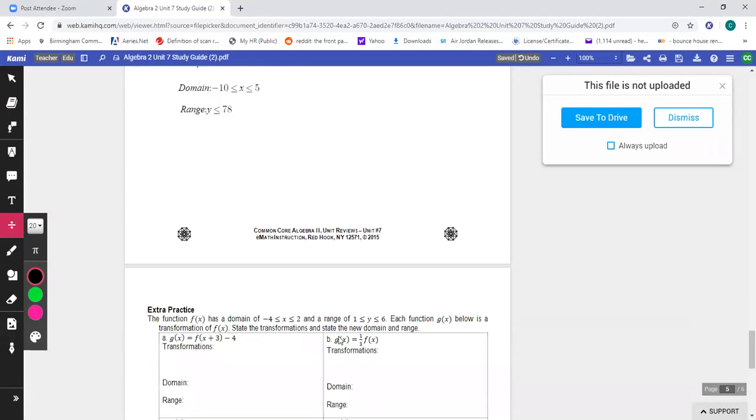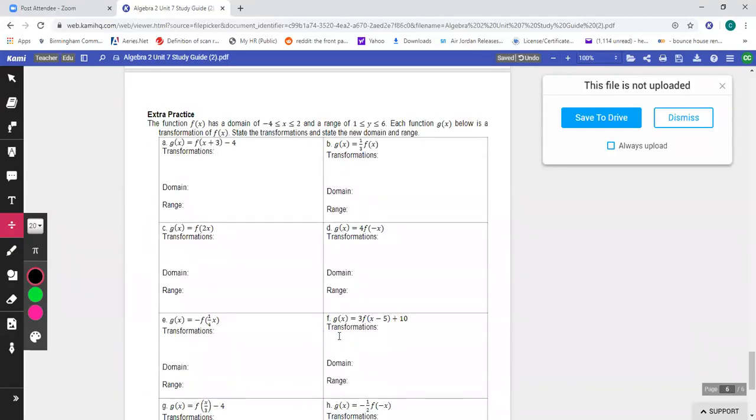Now, this is extra practice. You should try this first on your own before looking at my solutions. So I'm actually going to go very quick through this because this is basically just understanding the transformations.